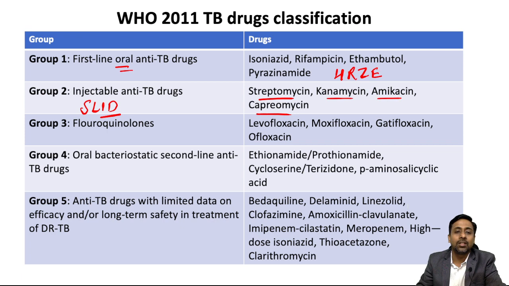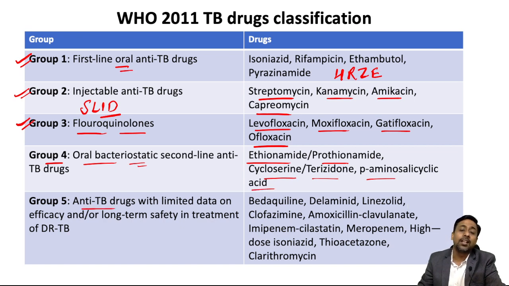Group 3 includes the fluoroquinolones, so it includes levofloxacin, moxifloxacin, gatifloxacin and ofloxacin. These 3 groups are more important to know to understand the definition of drug resistance TB. Apart from this, group 4 includes the oral bacteriostatic second line anti-TB drugs: ethionamide, prothionamide, cycloserine, terizidone and para-aminosalicylic acid. And then group 5 includes anti-TB drugs for which, at the time when the classification was given, no data was available on long-term safety and efficacy, so they were included in group 5. However, the agents mentioned in group 5 are now part of the drugs used for treatment of MDR-TB. So I will discuss that also, don't worry.